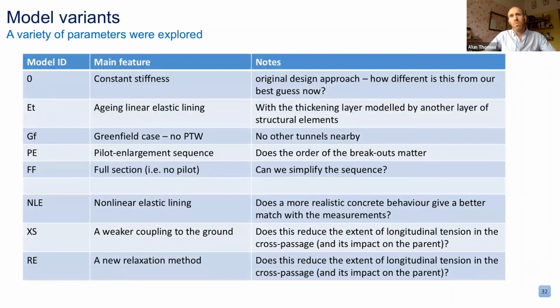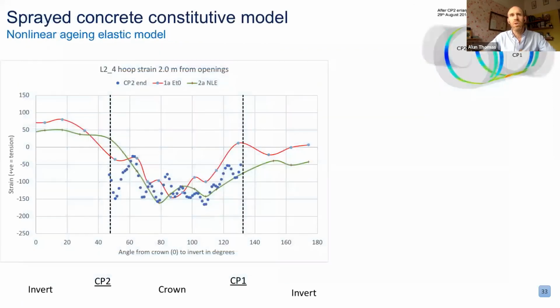I'm going to very briefly give you a snippet of the things that we've looked at. Broadly speaking, we've looked at the constitutive modelling of the lining itself, specifically nonlinear elastic behaviour of the lining. We've also looked at sequence, and we're still looking at the behaviour inside the cross passage itself, where in the model you see a lot of longitudinal tension, but we're not actually convinced that that appears in reality. So I'll give you a brief teaser of some of the results.